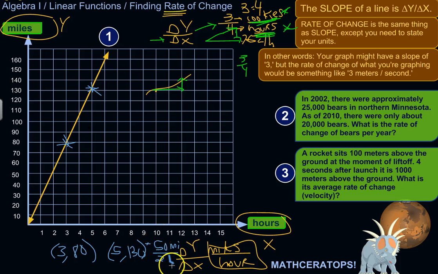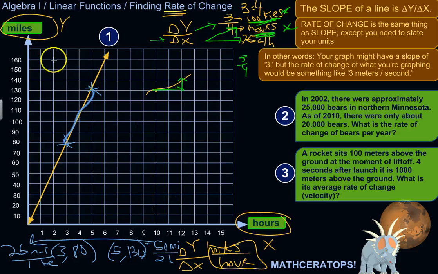So I've got 50 miles per 2 hours, and I could reduce that to 25 miles per 1 hour, which, as we would say in normal everyday life, 25 miles per hour. So this slope, the steepness of the line, represents speed, velocity, 25 miles per hour. If this line were steeper, I'd be going faster. If it were shallower, I'd be going slower. So the rate of change here is another word for speed in this case.